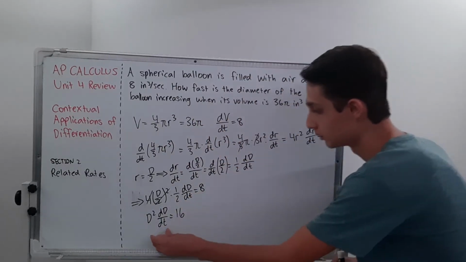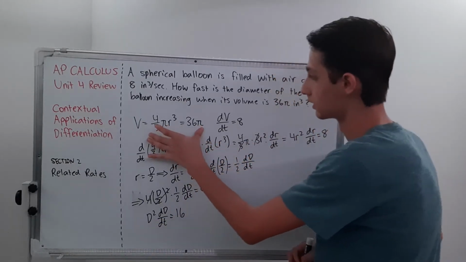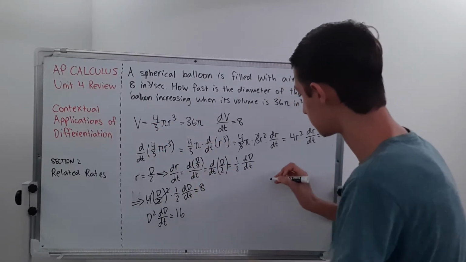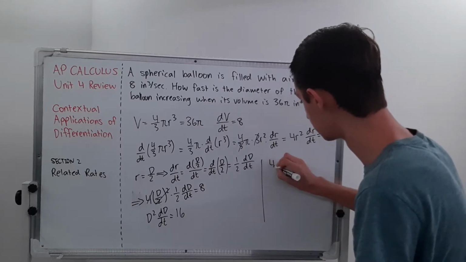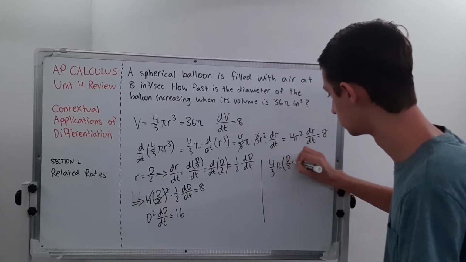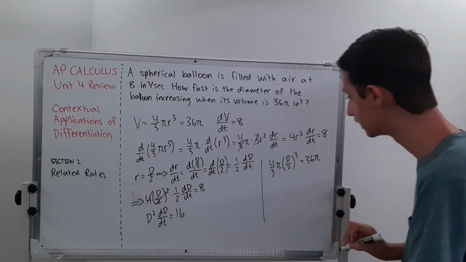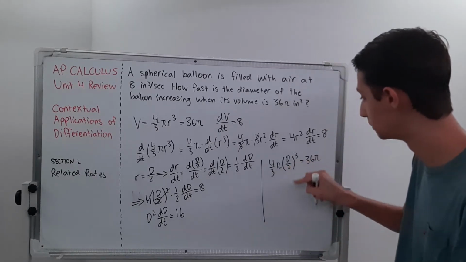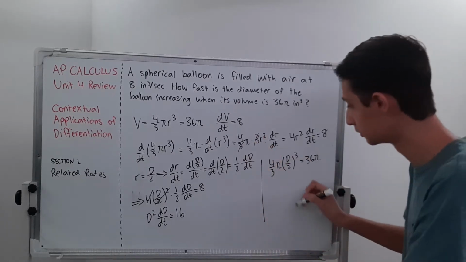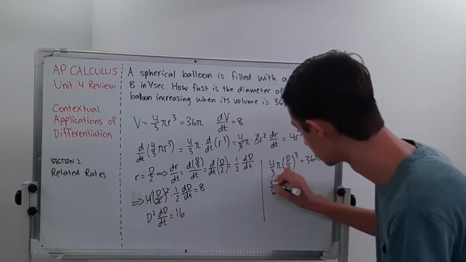And we want to isolate this, but we don't know what capital D is. So that's where this relationship comes in handy. So we know that we have 4/3 pi times D over 2 cubed is equal to 36 pi. So we can rewrite this. So 2 cubed is 8, so we have 4 over 8, which is 1 over 2. So this is going to be 1 over 6. So we can just say pi over 6.